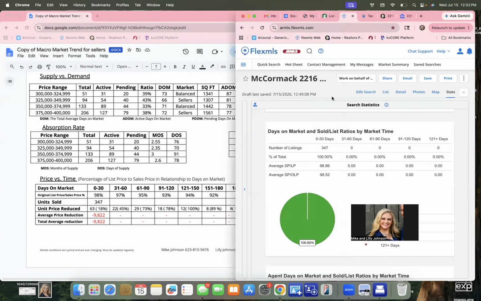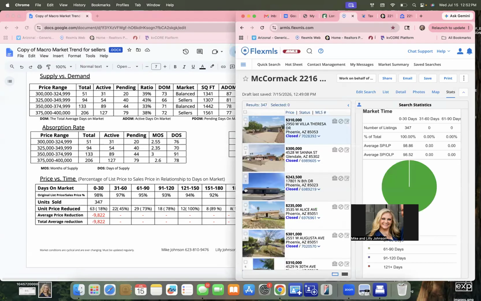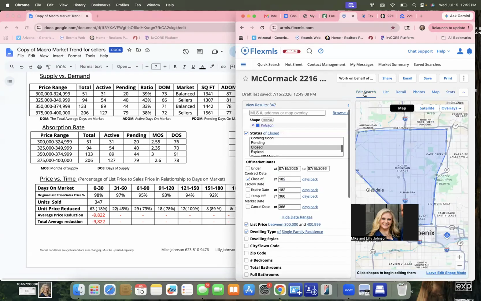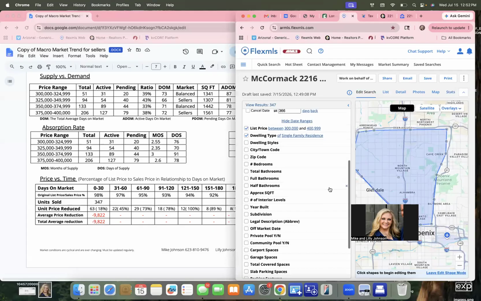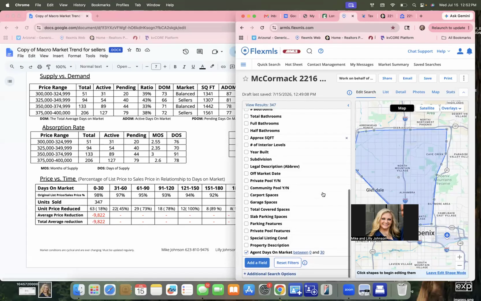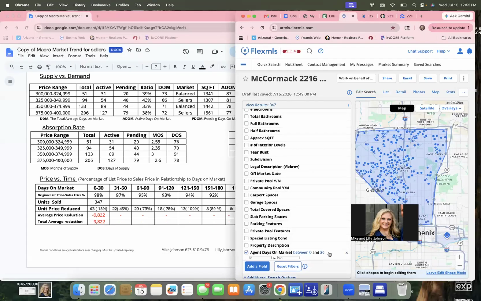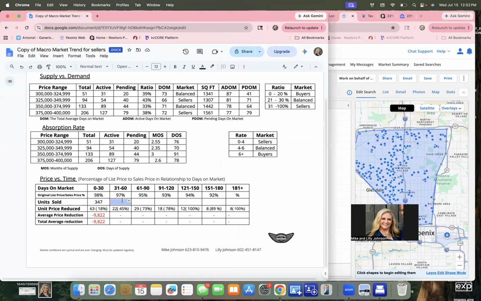Okay. All right. So now I'm going to bump this guy back out. I need to edit my search. And now I'm changing this. It was 0 to 30. Now I'm just doing 31 to 60. Okay. 249. 249 closed between 31 and 60 days of being on the market. Okay.